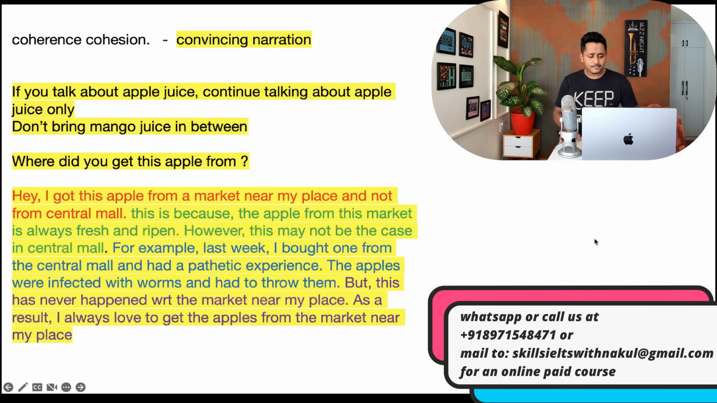Where did you get this apple from? I got this apple from a market near my place and not from Central Mall. This is because, that's the template part, the apple from this market is always fresh and ripened. However, this may not be the case in the Central Mall.